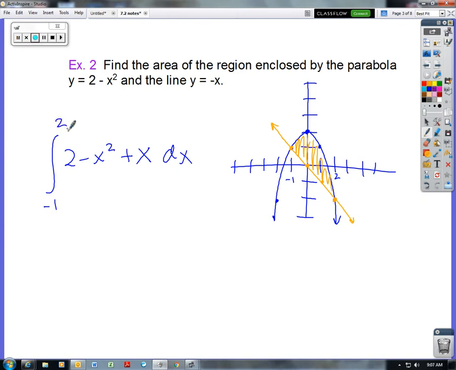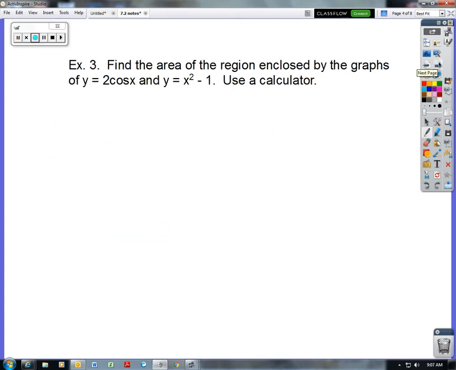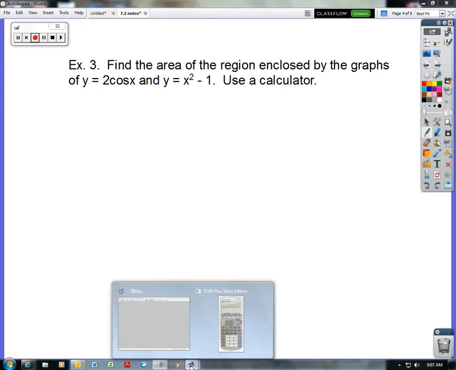If you did it on a calculator, you would find those points of intersection. And then you're just going to go ahead and integrate it. And you can try pausing this and doing it on your own. I'll just go ahead and give the answer here to save time, since you all know how to integrate and find those. I get 4.5 units squared. All right. Now this one we're going to use a calculator, 2 cosine of x and x squared minus 1, because it says we can.